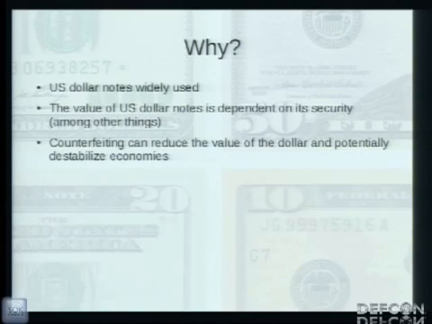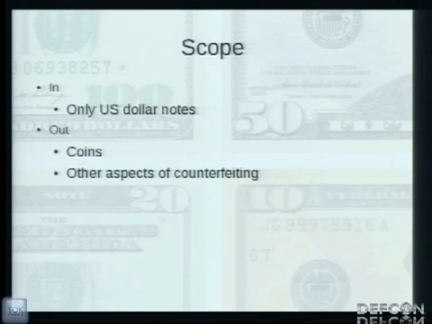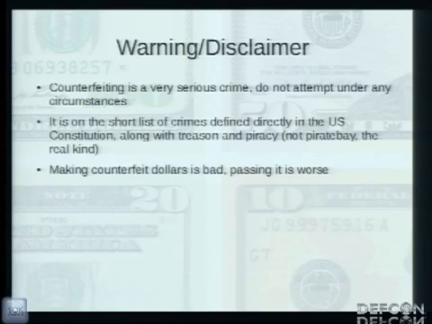This has been done in the past in wars including World War II, the Civil War, and the Revolutionary War. Now for this talk, I'm only going to be talking about US dollar notes, and as far as counterfeiting, I'm only going to talk about counterfeiting attacks in regards to the analysis of the features on US currency. So this will not be a how-to as far as counterfeiting. And I'm not going to be talking about coins or any other currencies.